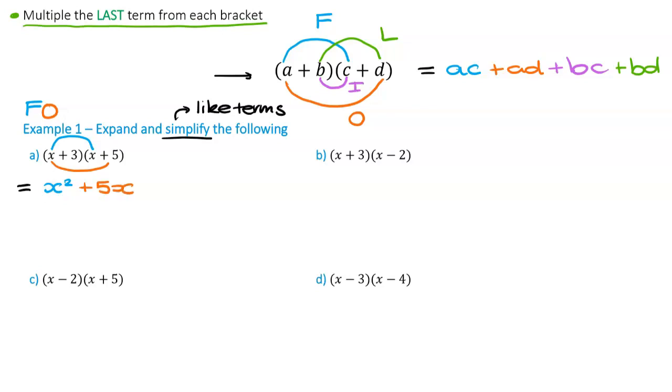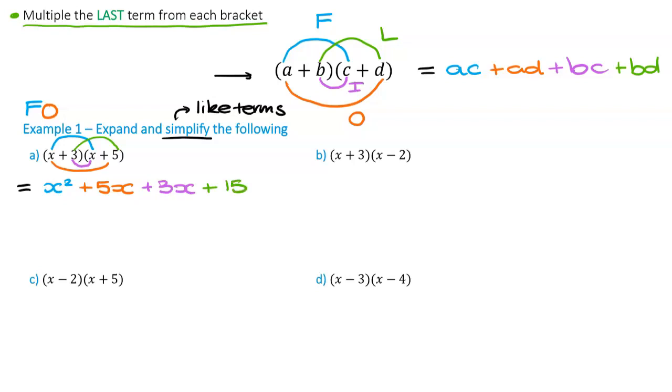Now we're going to go ahead and do our inside. So our inside will be plus 3 times x, so plus 3x. And then lucky last, we do our last terms in each bracket. And that will be 3 times 5. It's positive, so 3 times 5 is 15.